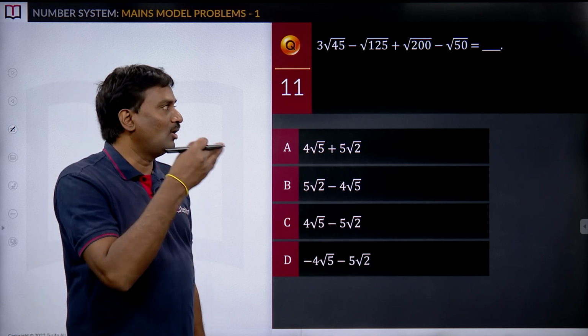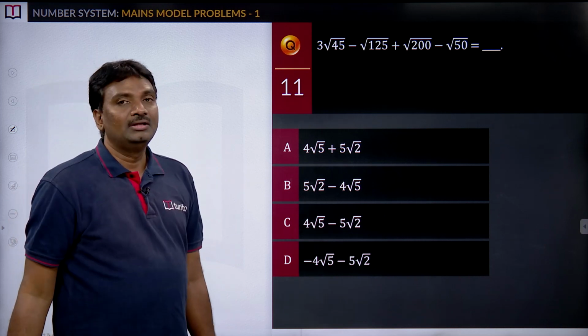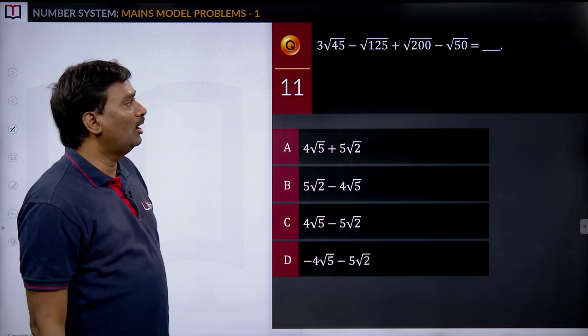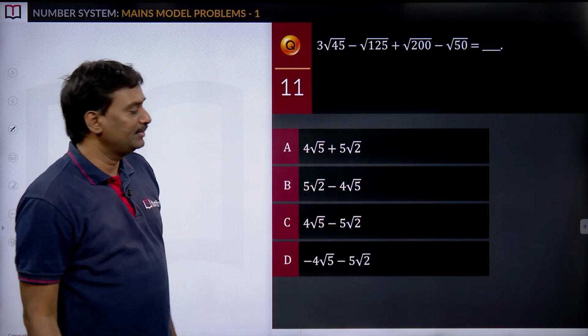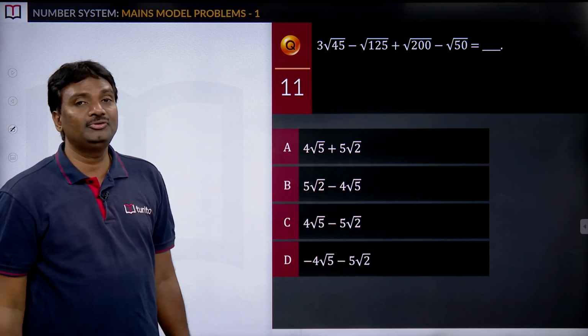Next, 3 into root 45 minus root 125 plus square root of 200 minus root 50. By simplifying it, all are irrational numbers. By simplifying them, what will you get? According to the problem, we have sum or difference of 4 numbers. But by observing the options, we have sum or difference of 2 numbers.